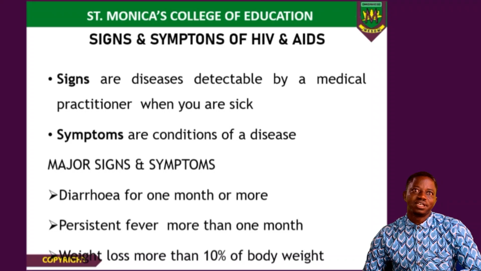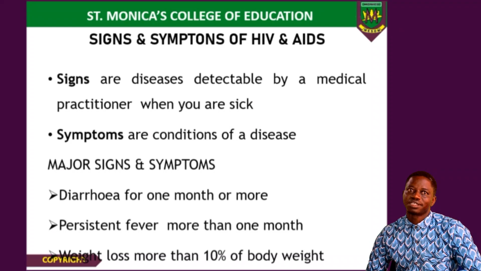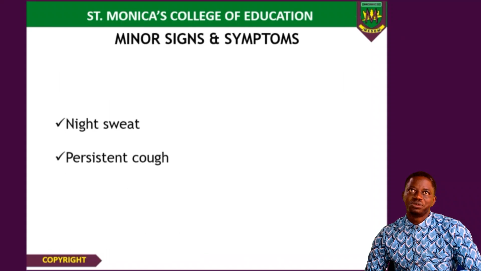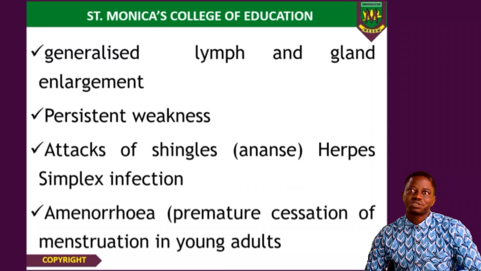Then under HIV and AIDS, we have what we call major signs and symptoms and also minor signs. So for the major signs, they are if you have diarrhea for more than 1 month, persistent fever for more than 1 month, weight loss more than 10% of your body, and all these are what we call major signs. Then let's look at the minor signs and symptoms. They are night sweat, persistent cough. Then we also have generalized lymph gland enlargement, persistent weakness, attacks of shingles, and we call it herpes simplex infection.